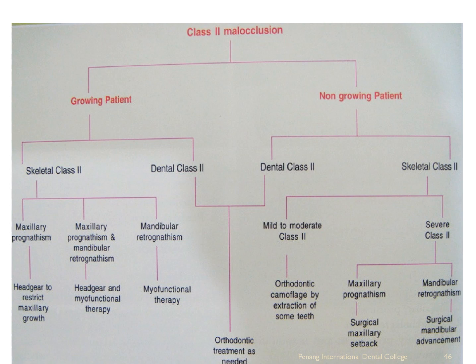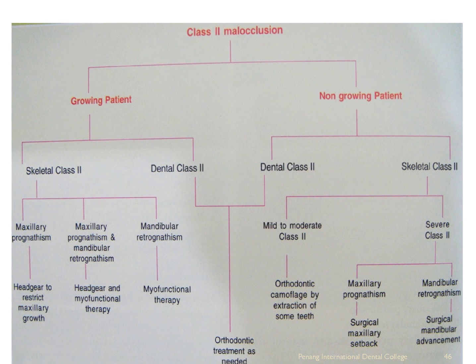Now if a patient is growing but has a class 2 because of a skeletal problem, it depends on whether it's maxillary prognathism. If it is maxillary prognathism, then you give a headgear to restrict the maxillary growth and allow the mandible to grow on its own.